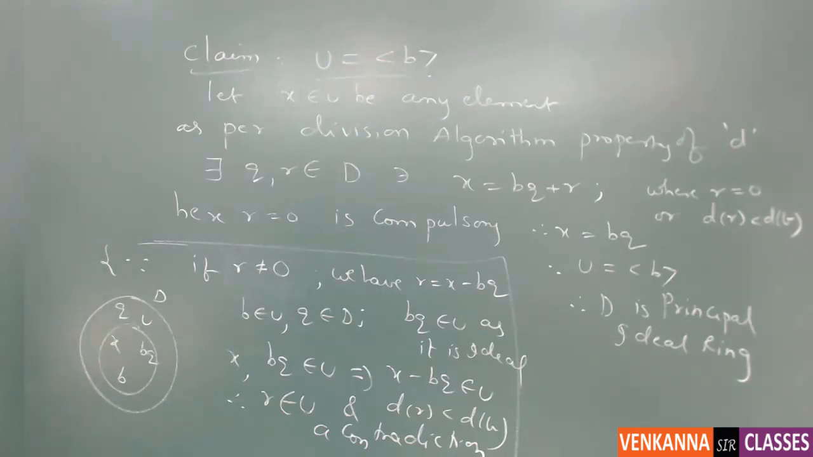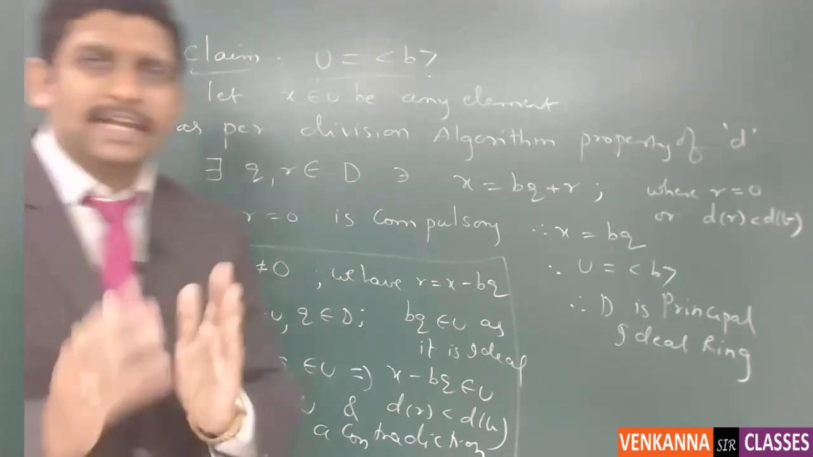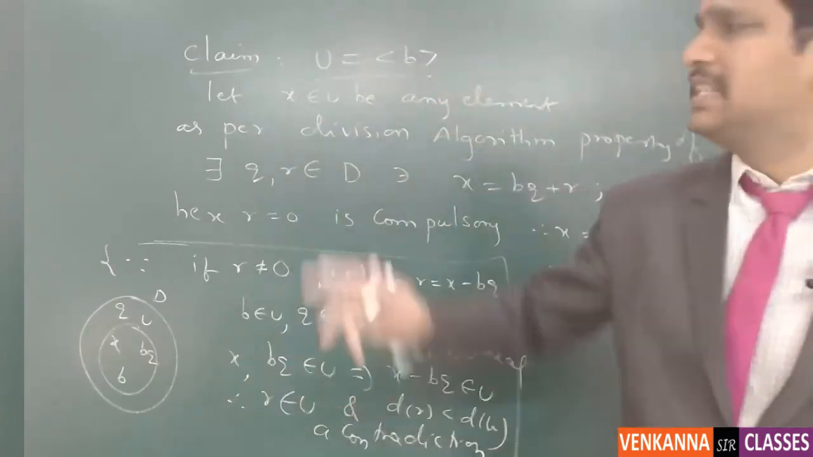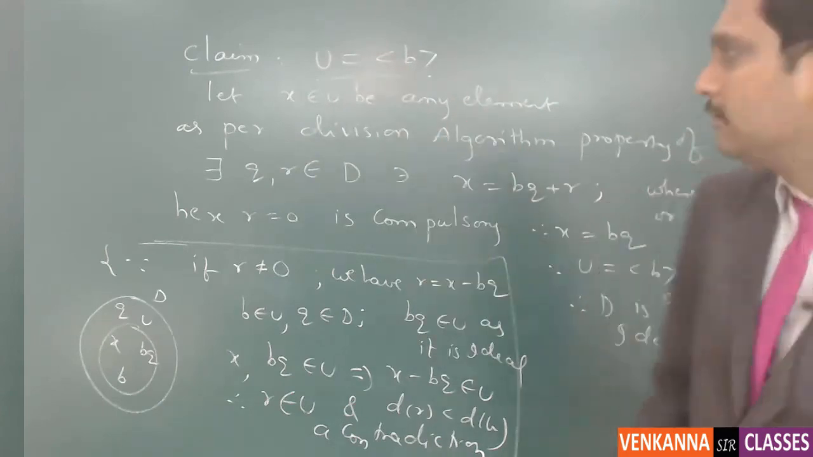So our intention is, whatever ideal you consider in the Euclidean ring, it is principal. So you have to show that there must be a generator for the ideal. So here I have considered X as an element in U. X is any element in U. So if you are able to write that X is a multiple of B, it means that B generates the whole set U. Therefore, it will become a principal ideal.